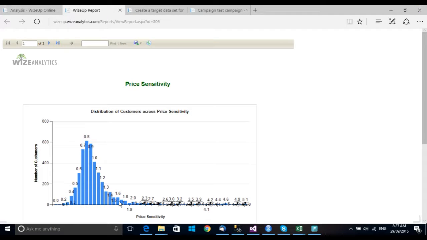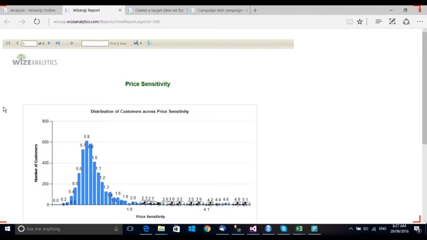The key point in a price sensitivity analysis is customers who are at 1. People who are at 1 are at the average for the various customers and are neither price sensitive nor price insensitive. People who have price sensitivity significantly higher than 1 are highly price insensitive. These are the perfect people to target for upselling because they will be prepared to pay more for a product. Conversely, people who have a very low price sensitivity are likely to be very careful about their spending and are probably good targets for discounts.